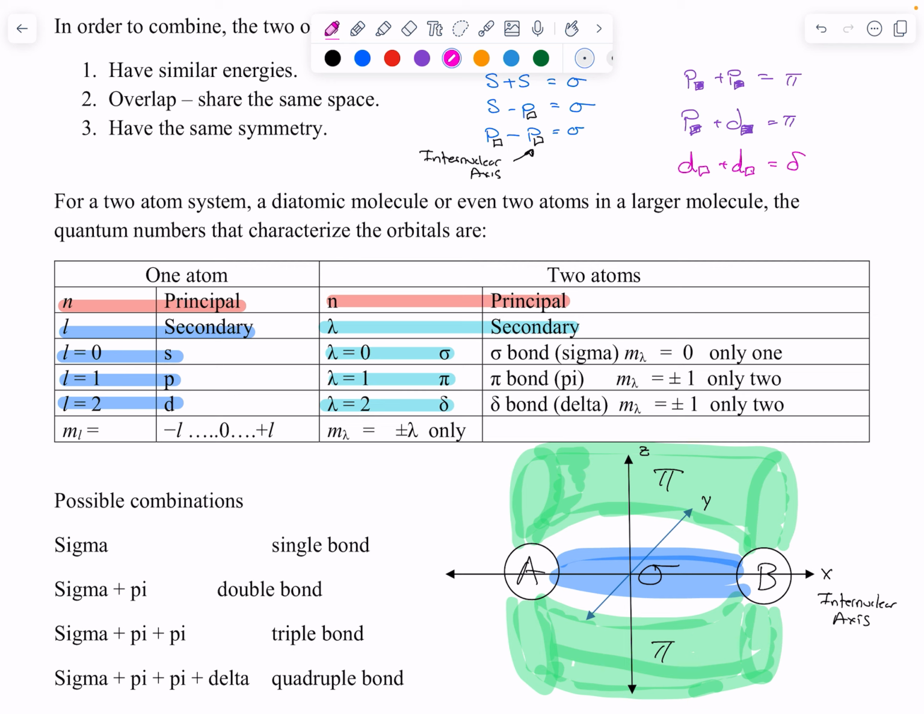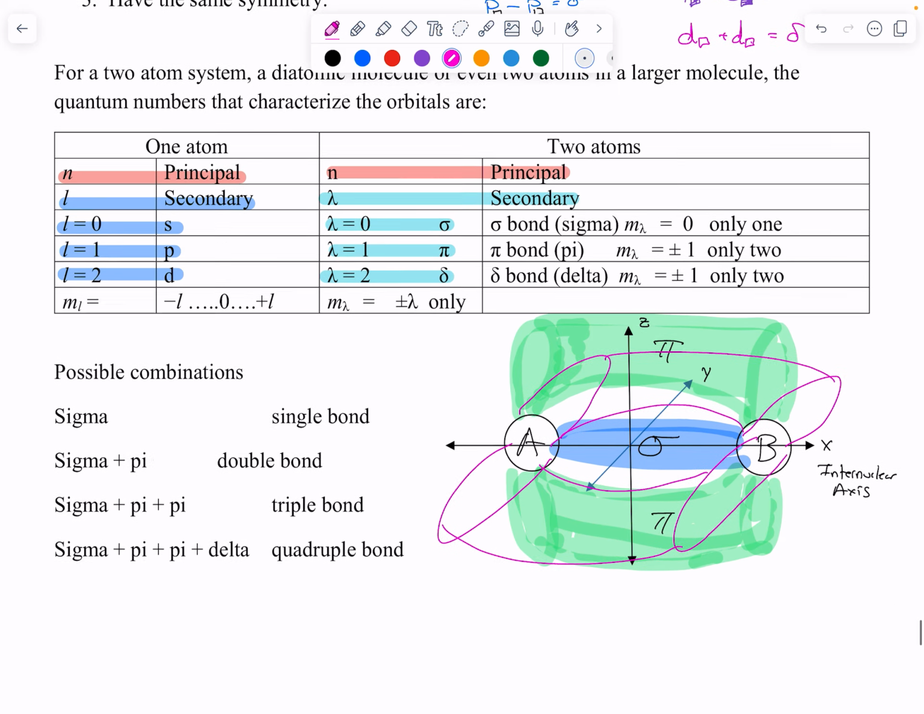Like if I had the py and the py, and they go around the sigma bond in and out of the screen. All right, and so we're not going to worry about a delta bond because that's only in metals. So it just depends on what orbitals are on there.